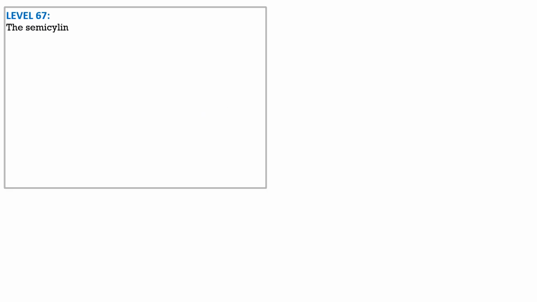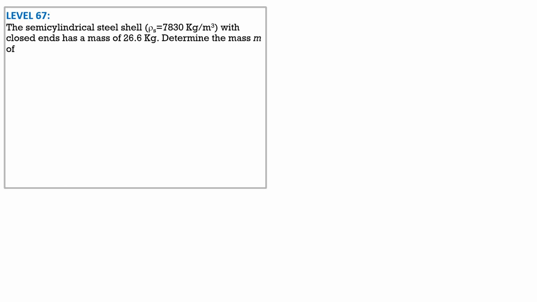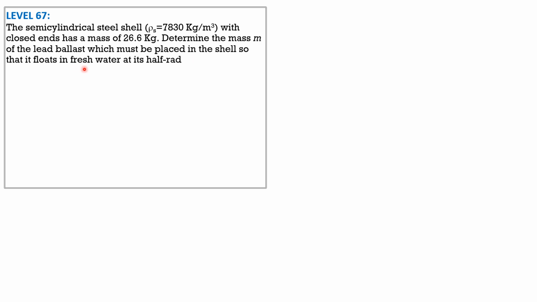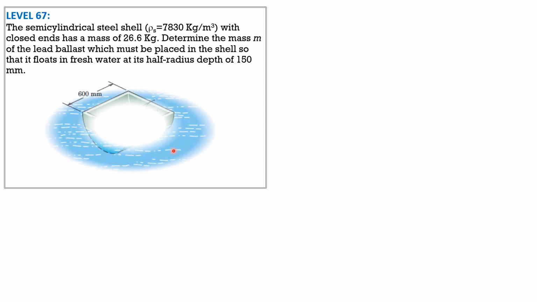Problem 67. The semi-cylindrical steel shell of density 7830 kg per cubic meter with closed ends has a mass of 26.6 kilograms. Determine the mass m of the lead ballast, which must be placed in the shell so that it floats in fresh water at its half radius depth of 150 mm. So here is the given figure.